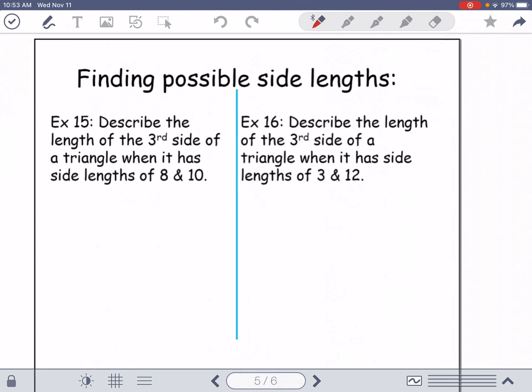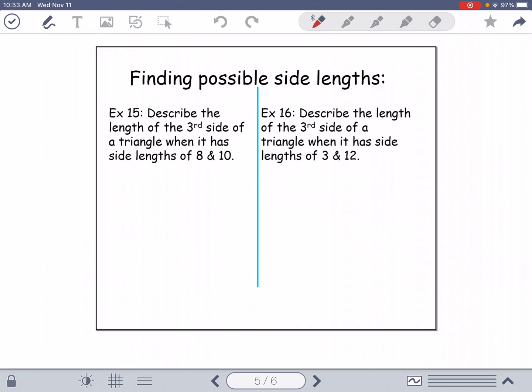Now, sometimes we're going to be given two side lengths, and we're going to have to determine what the third side would be. There's an algebra explanation for this. So I'm going to do the algebra, the long explanation on one problem, and then I'm going to show you the shortcut on problem 16.